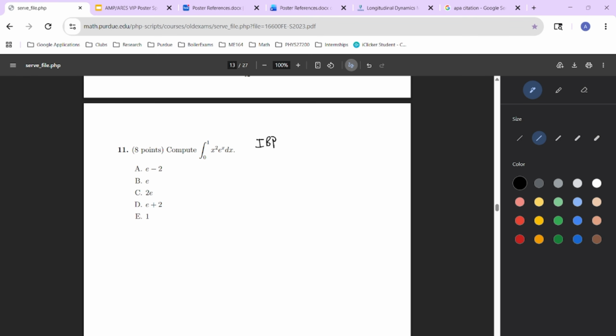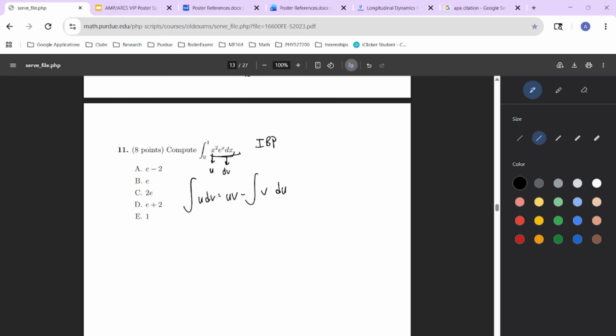IBP is just to say that you can take this entire blob and turn it into a product of a u function and a dv function. So dv in this case would be equal to e to the x, but then multiplied by a small slice of motion dx. So you can say u dv, and that would then be equal to uv minus the integral of v du. Now this all is like a bunch of jargon, but as we follow through the steps, it'll be a lot more clear.